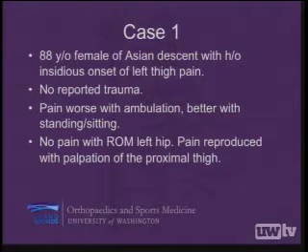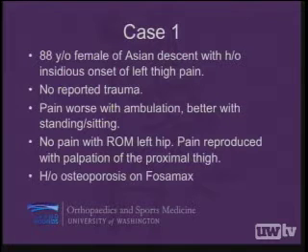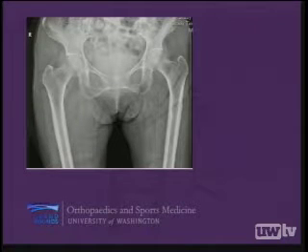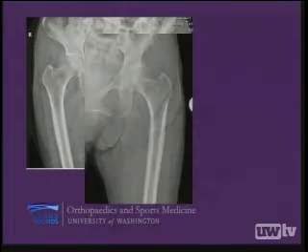On exam, she has no pain with range of motion of her hip, and her pain is reproduced when you palpate her thigh. She has a history of osteoporosis and has been on Fosamax for an unknown amount of time. This is her AP pelvis x-ray, and again, it's the left hip that we're concerned with. This is a close-up of her left femur.